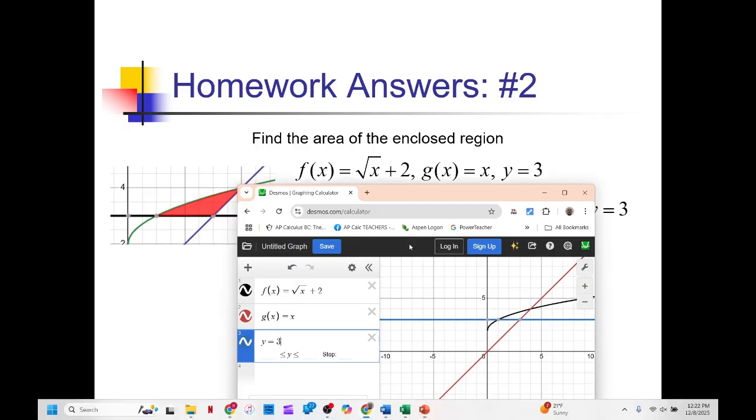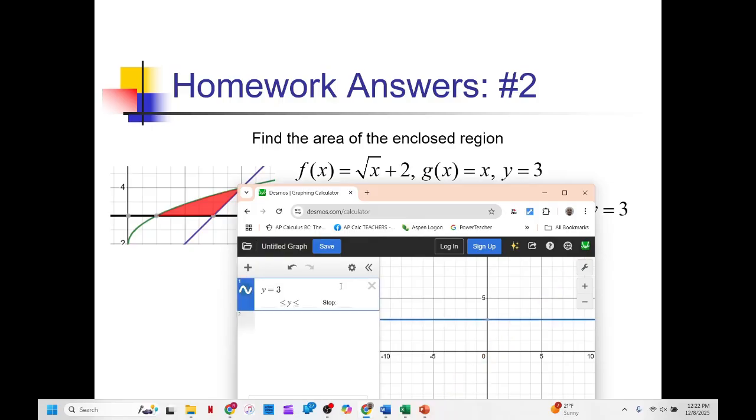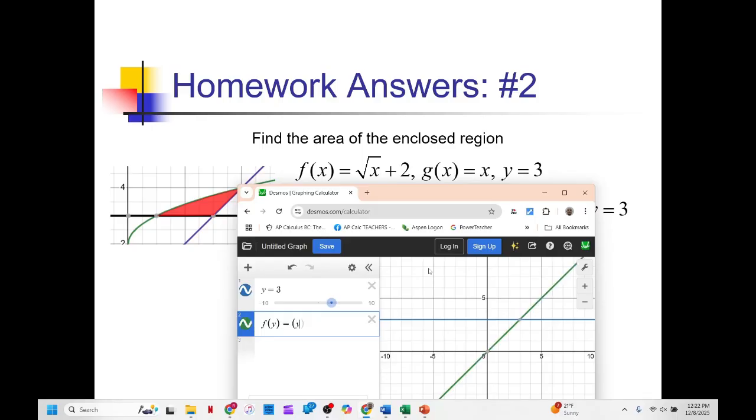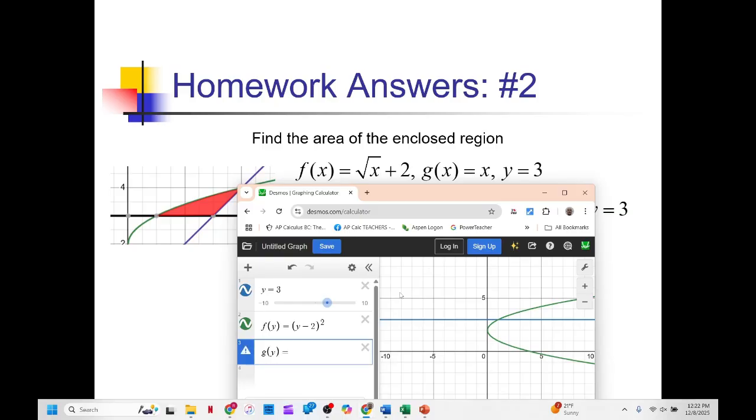So going back and graphing these just to make sure we have the same stuff. Now I have, let me just get them in here. f of y equals, we said, y minus 2 squared. And we also have g of y equals y. So we still have that same area, now just in terms of y.